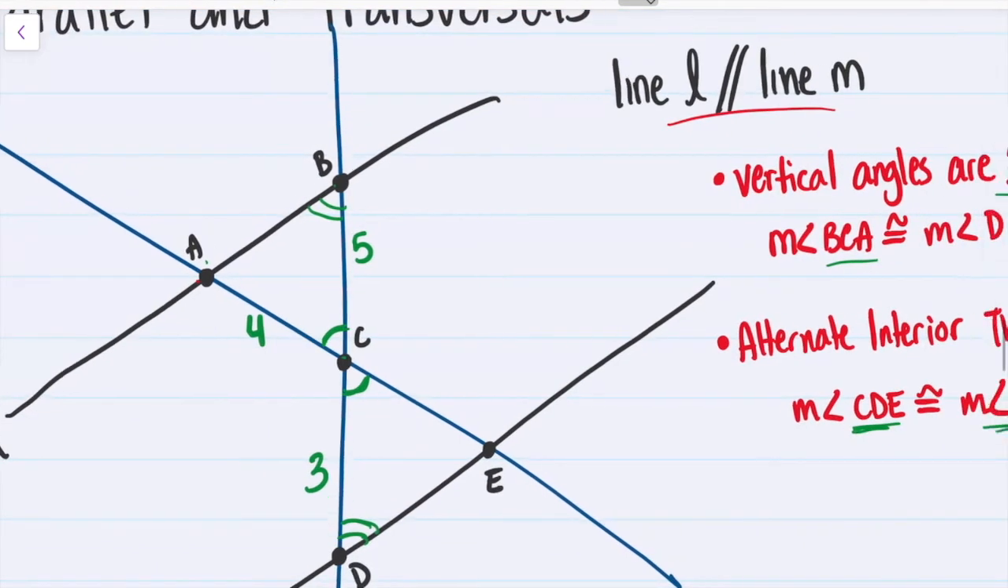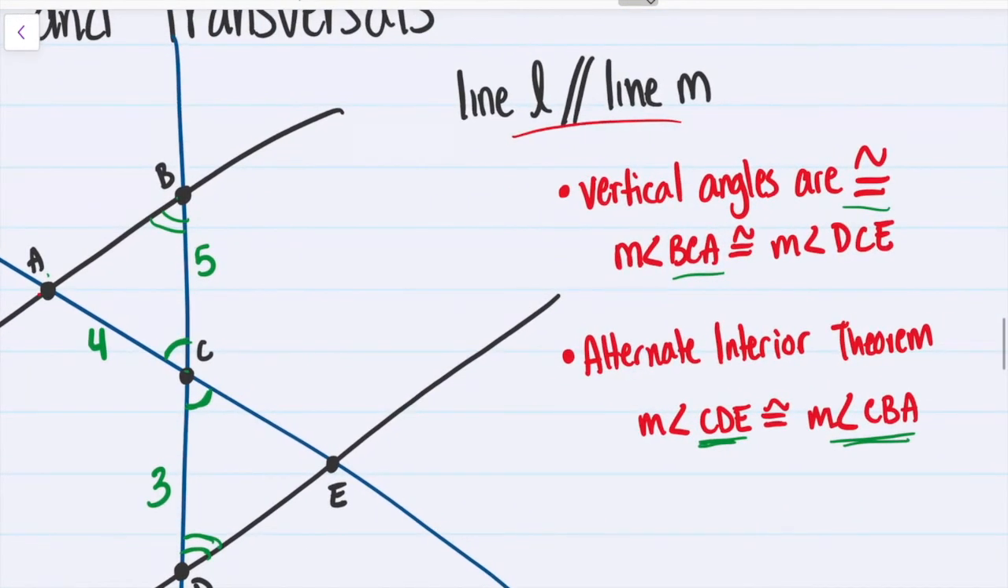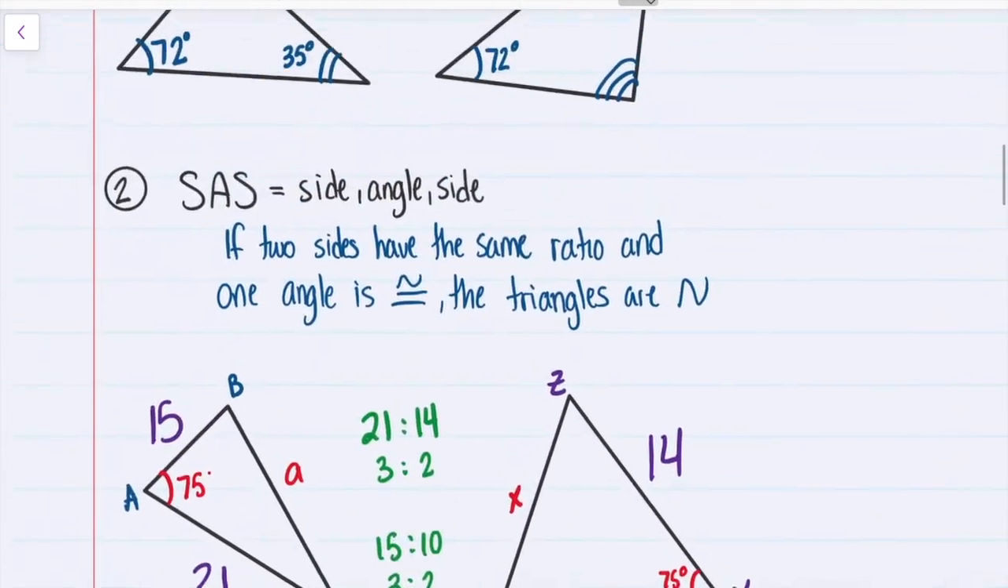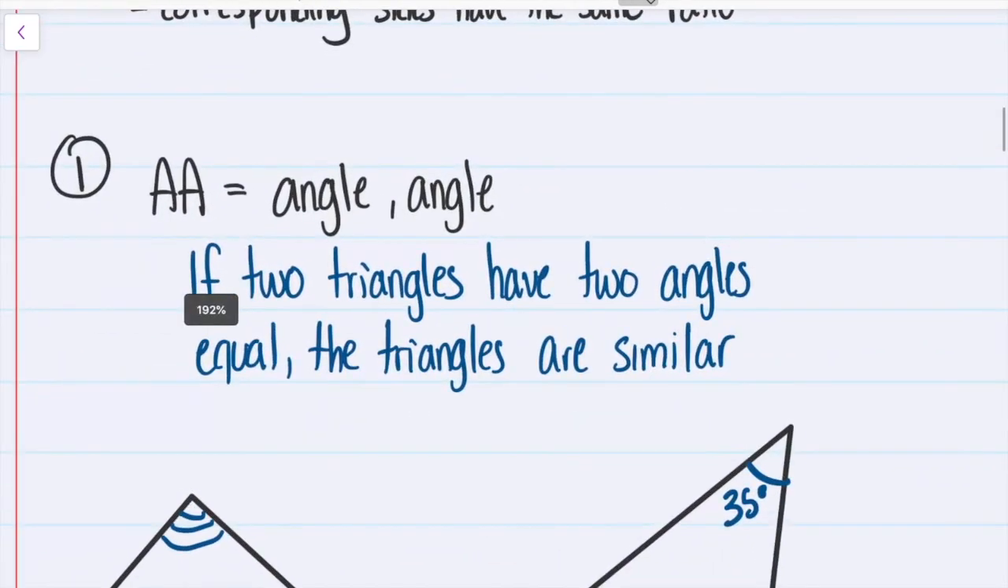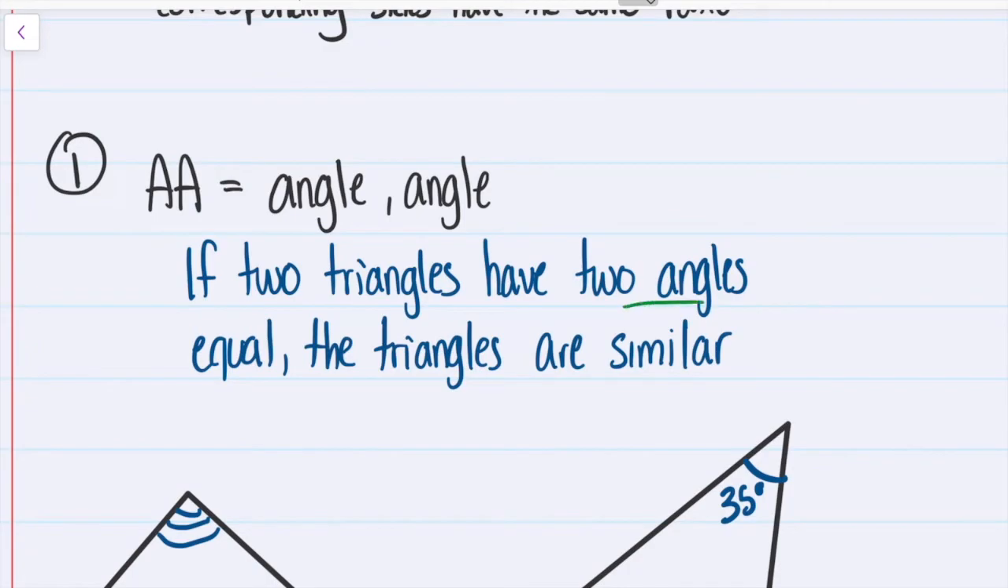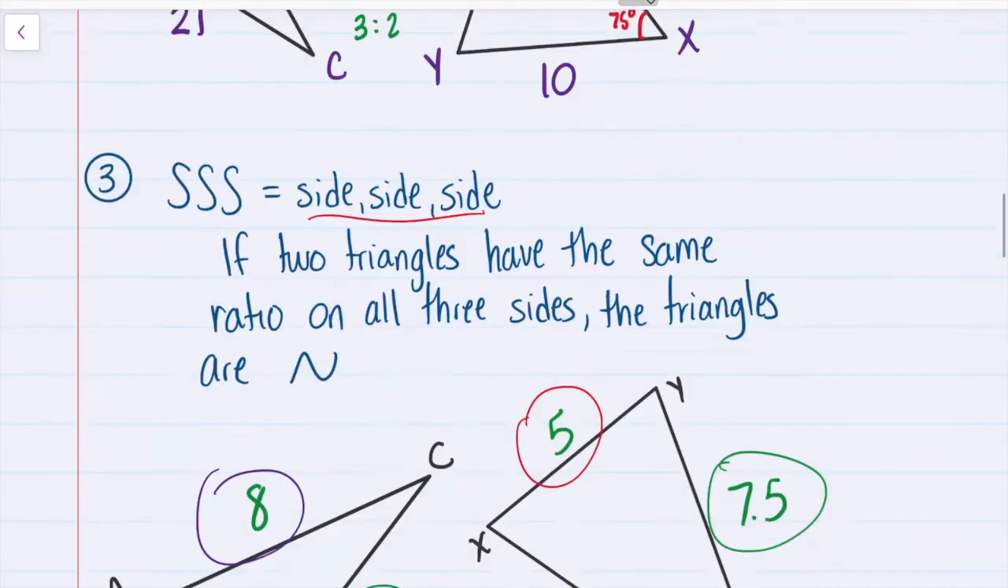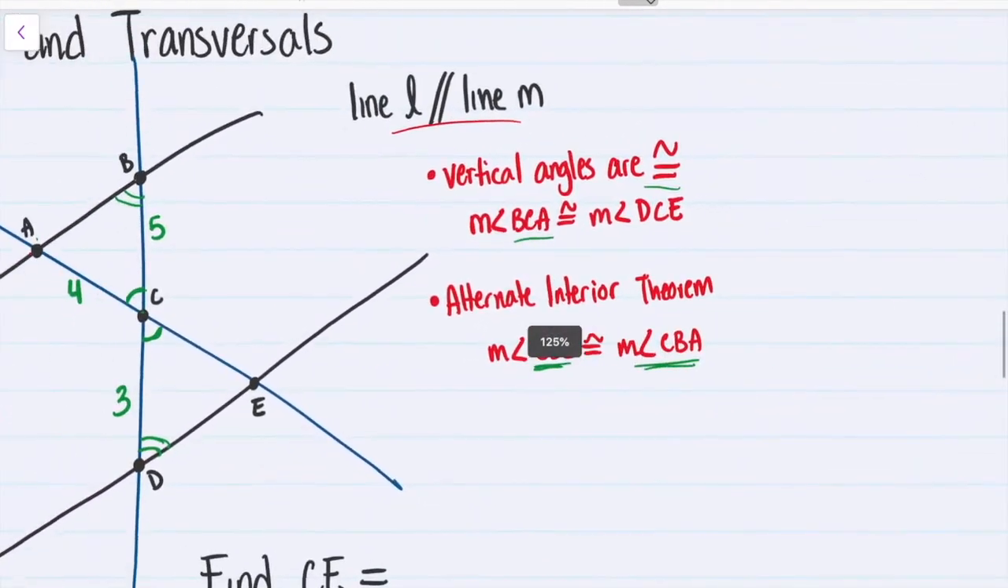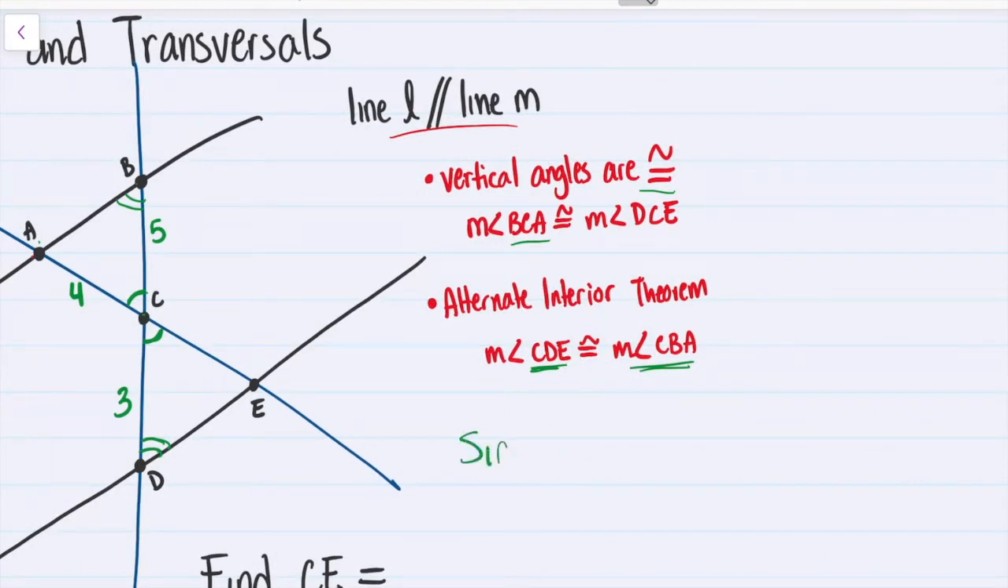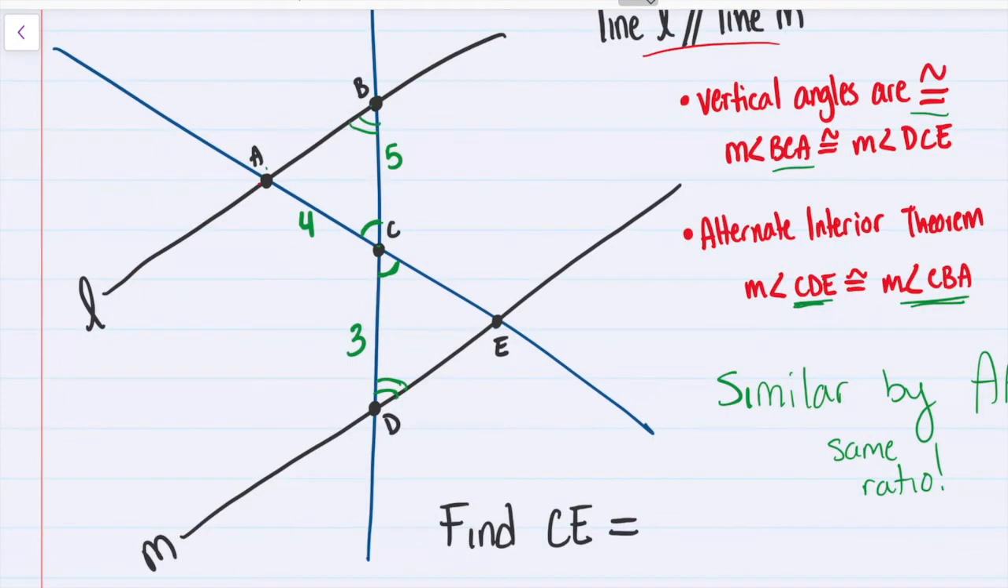We can conclude that these triangles are similar by using, let's go up to our notes, the angle. If two triangles have two angles equal, at least, the triangles are similar. So we know these triangles are similar by the AA. So what does that mean? If we know that triangles are similar, they have the same ratio. So with that in mind, let's use that information to find CE. We gotta find this side.